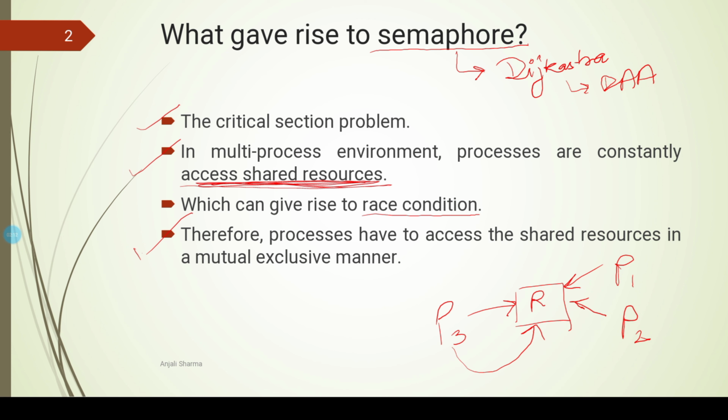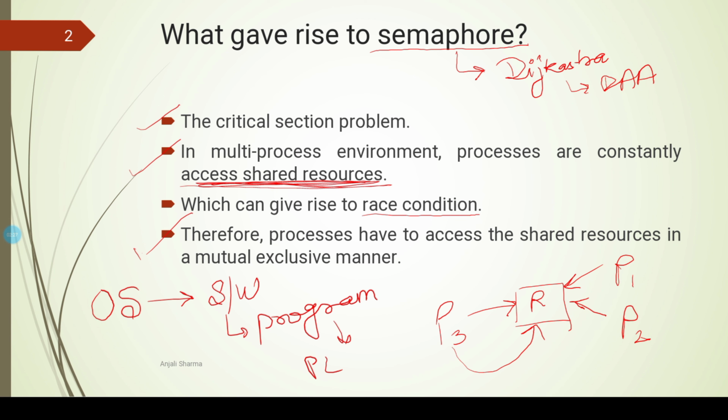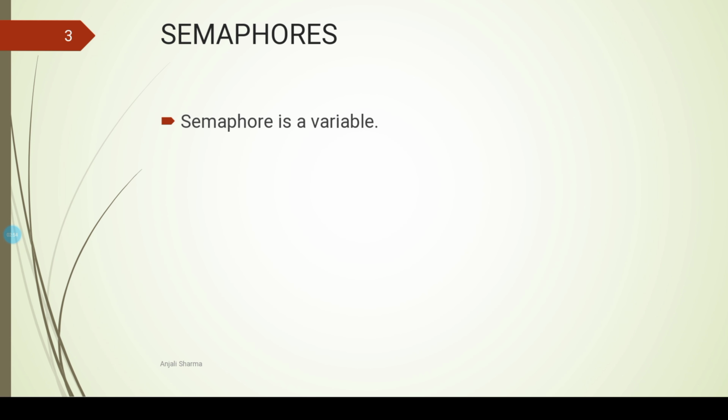Now, one thing you need to understand is that here we are studying operating systems, and an operating system is nothing but software. And software is a collection of programs, and programs are written in a programming language. So in order to create an operating system which can work in a multi-process environment, we need something programmatic to allow mutual exclusion. So what is a semaphore? A semaphore is a programmatic way of achieving mutual exclusion in a concurrent environment. So let us see what semaphores are.